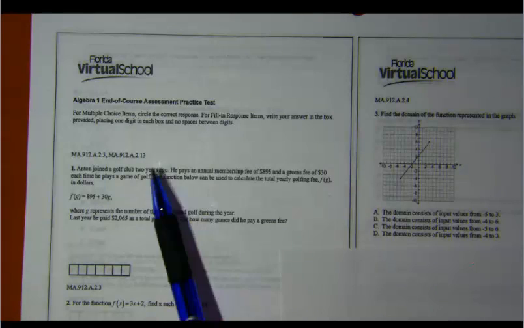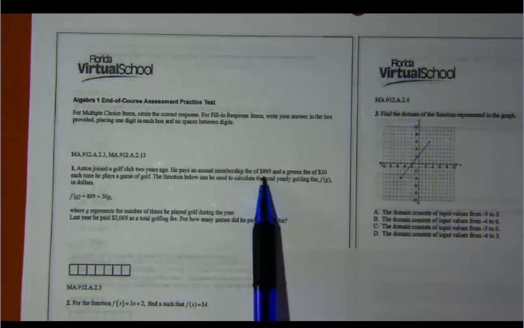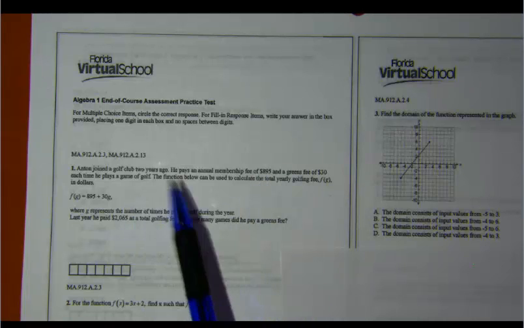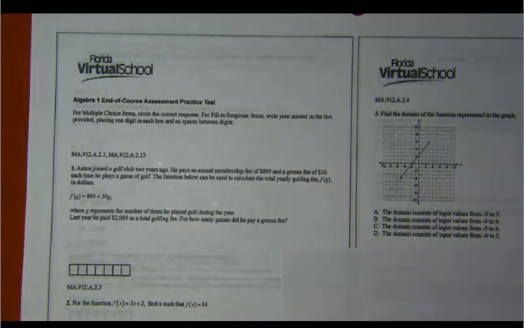So he joined a golf club 2 years ago. He pays an annual membership fee of $8.95 and a greens fee of $30 each time he plays golf. So every time he goes, he has to pay $30. That's what the greens fee is.